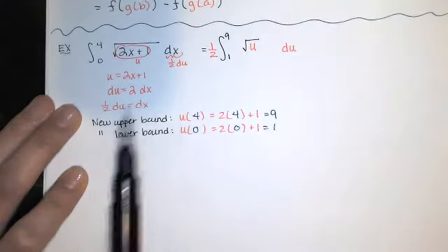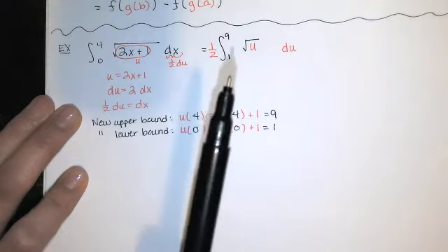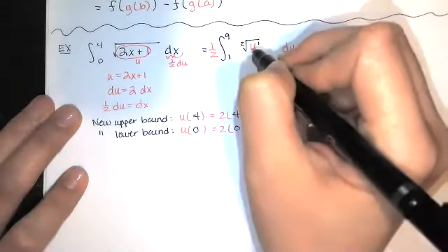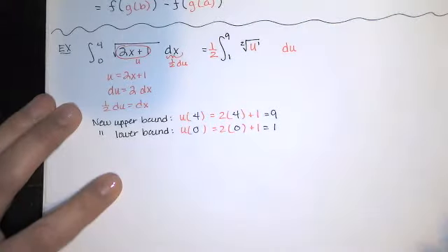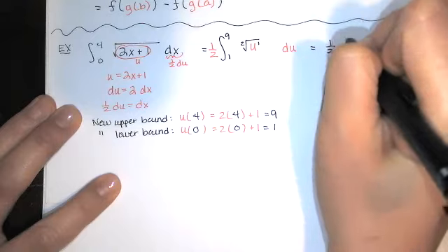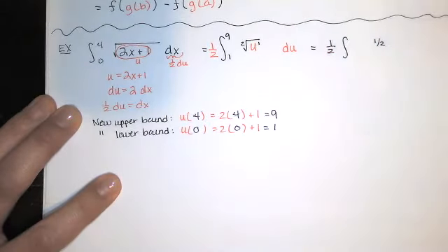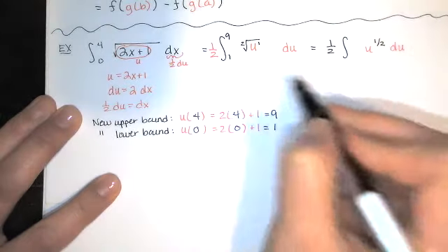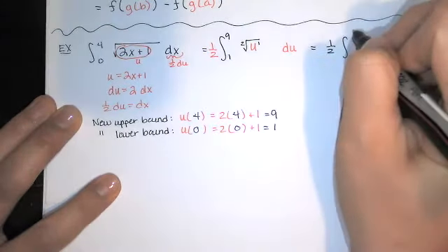We have this. We ask ourselves, do we have a rule for that? Almost. We do. We just have to rewrite it first. That's a u to the 1/2 power. So we will rewrite this as 1/2 u to the 1/2 du. U goes from 1 to 9.